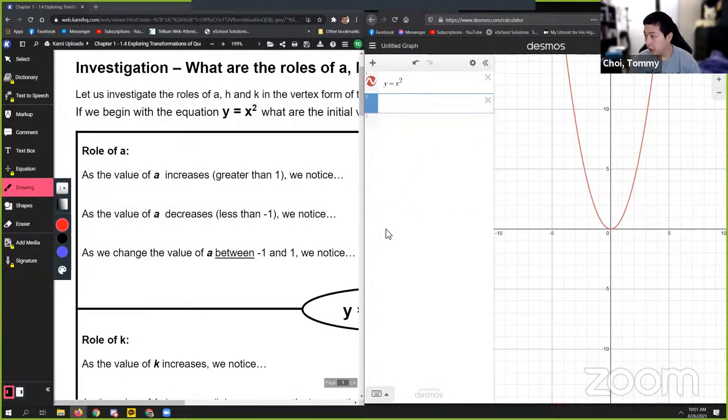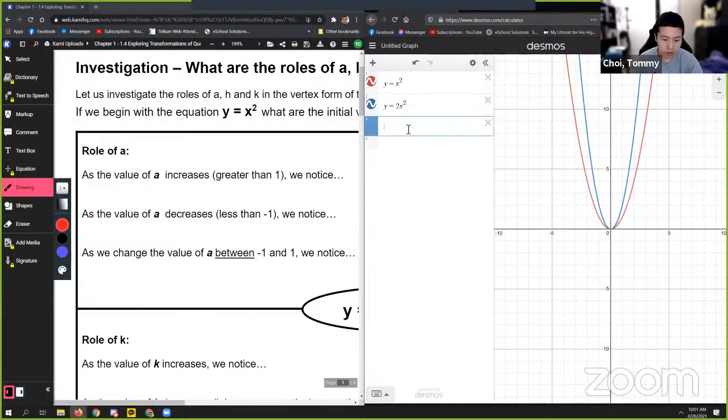Can someone give me a value greater than 1? Any number? Sure, 2 and 8 were the two I got. So 2x squared is in blue, and then 8x squared is in green. To show you that we're not really changing anything else, I'll put it in brackets to make sure that you guys can see what's happening here.